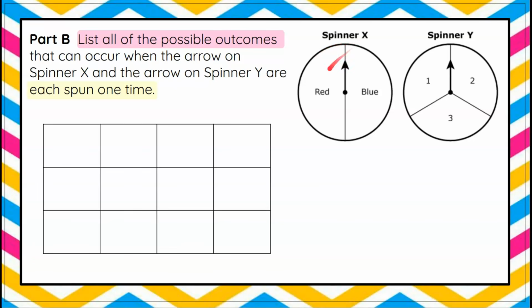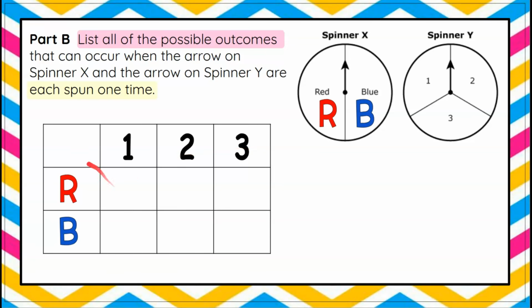I am going to call on spinner X, we're going to use R for red and B for blue. So I'm going to put an R here and a B here for spinner X. And then spinner Y, I can see it's 1, 2, 3. So we're going to go across our top and say 1, 2, 3. So here's spinner X and here's spinner Y.